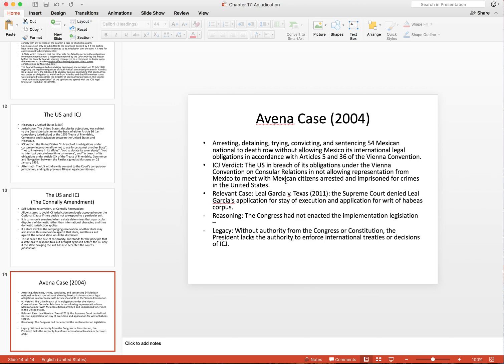And the legacy of the case was that without authority from the Congress or Constitution, the President of the United States lacks the authority to enforce international treaties or decisions of the International Court of Justice.